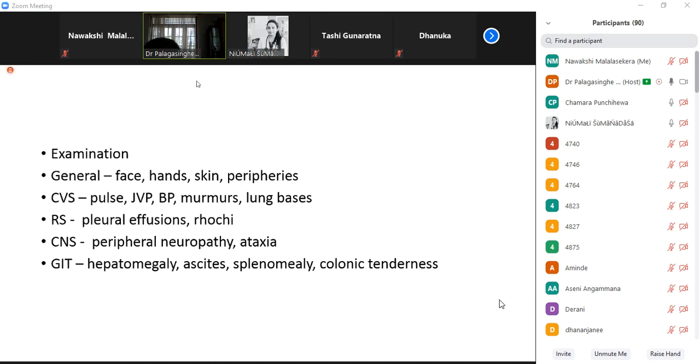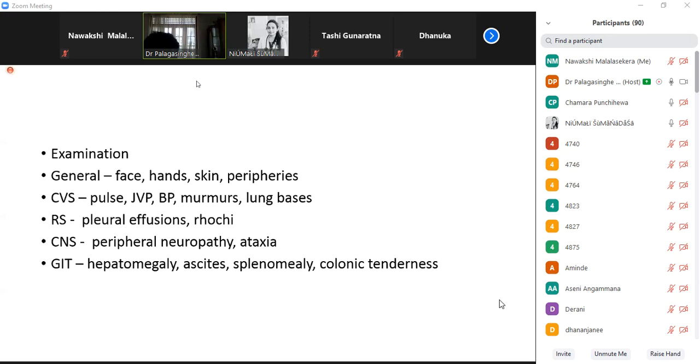person, isn't it? Skin appearance, starting from the skin color. There may be evidence of underlying vitamin deficiencies in the skin. Then the peripheries of the patient.